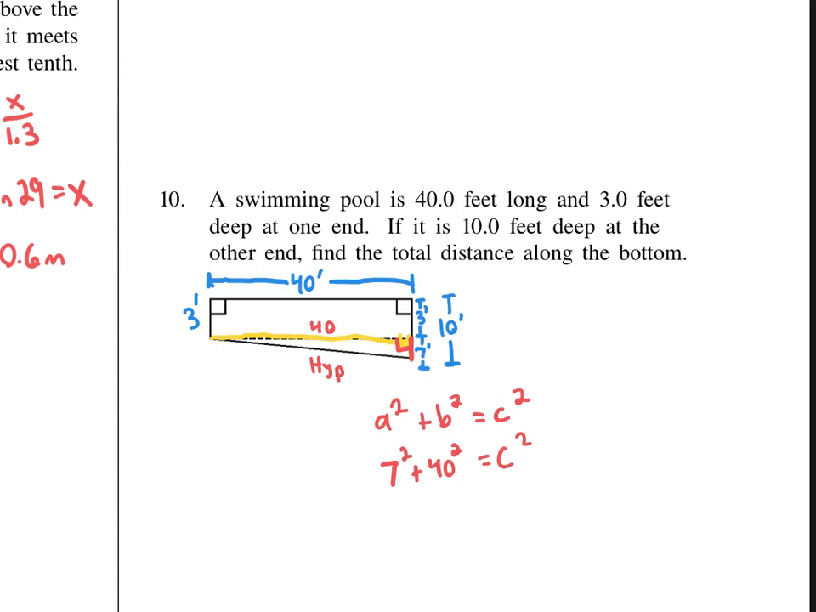Oh, I'm going to fix my calculator. 7 squared is 49, and 40 squared is 1600. Add those together, you get 1649. That's what c squared is. We have to take the square root. So the square root of 1649 is 40.60. And it says find the total distance along the bottom. And that just doesn't seem like a lot, but it's probably right. So it's 40.6 feet.